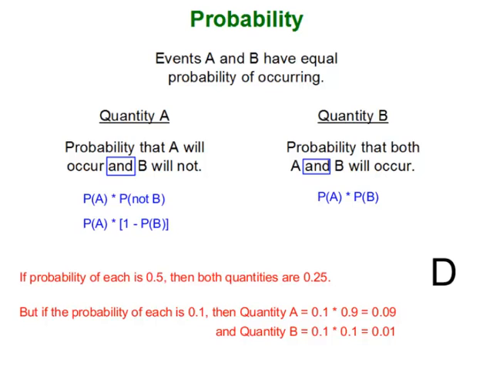And if that's the case, then you can show that quantity A is greater. The probabilities of each could be 0.9, and the balance would shift again. So the answer is actually D here. There are cases where they're equal, cases where A is greater, cases where B is greater.